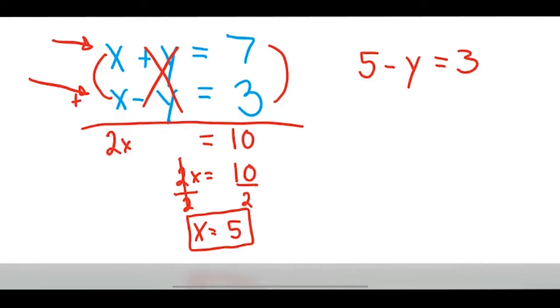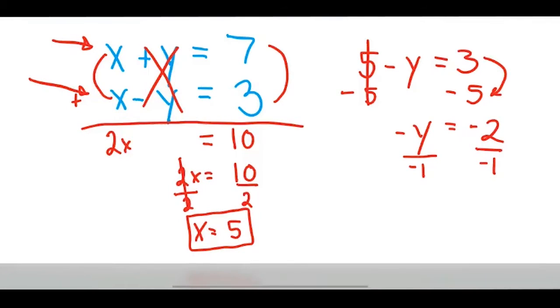Now I'm going to subtract 5 on both sides. So that cancels this 5. And now I am left with negative y equals 3 minus 5 is negative 2. So now I have negative y equals negative 2. The way you get rid of a negative in front of a variable, remember that this is negative 1y, okay? So the way I would get rid of the negative 1 is I would divide both sides by a negative 1.